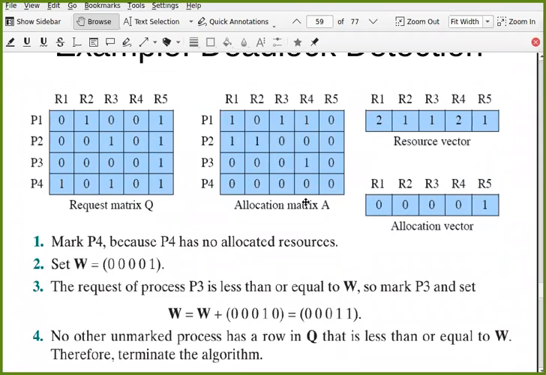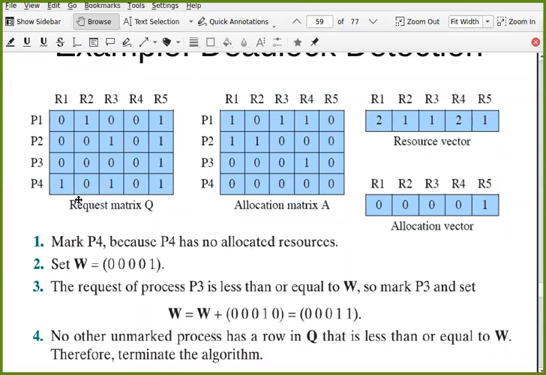You can see that this is my allocation matrix. Currently P1 is allocated these resources from R1 to R5: one instance of R1, one instance of R3, and so on. So that is the allocation matrix. This is our total resource vector. This is our available vector. So a total of 2 units of R1 is available, a total of 1 unit of R2 is available, and so on. This is the available vector, not the allocation vector. Again, there is a mistake in the typing. This is the available vector.